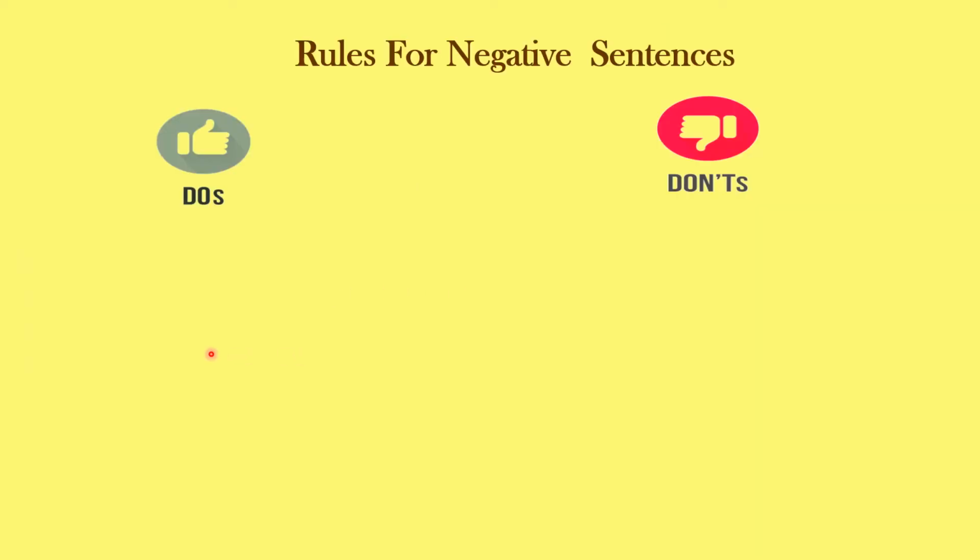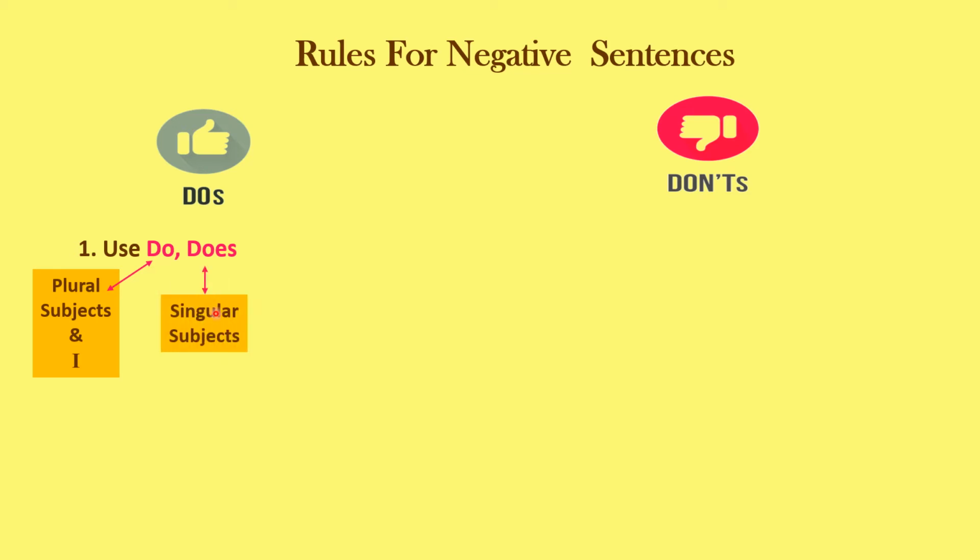Now once again, there are rules if you're going to frame a negative sentence. You have to use do or does. But now the confusion is when do I use it? You have to use do when the subject is plural or if it's going to be I. And does you will use only for a singular subject.